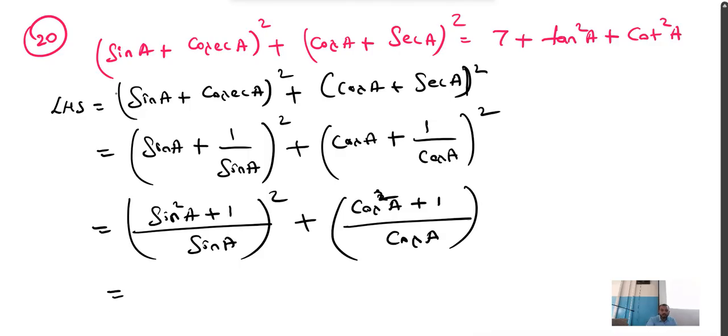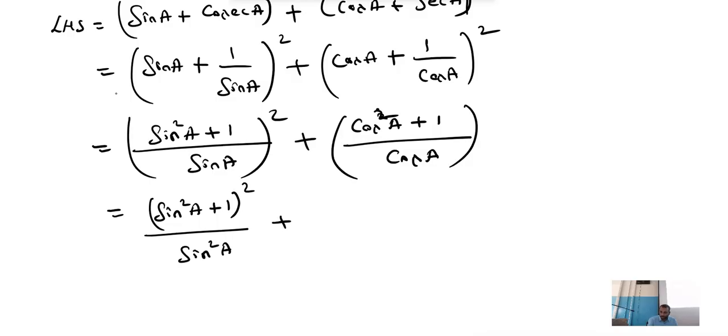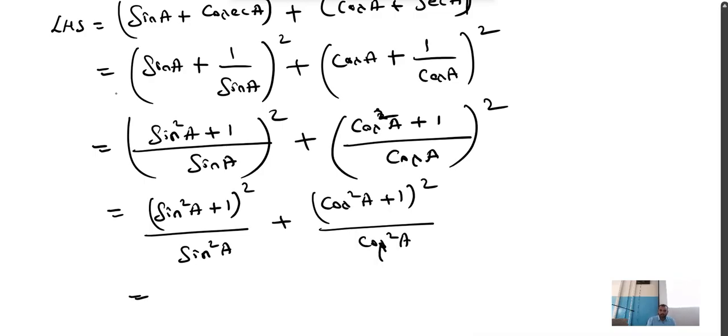Now, this whole square is there for numerator as well as denominator. Right? Let me see. Sin square A plus 1 whole square divided by sin square A, plus cos square A plus 1 whole square divided by cos square A. Actually, what do we need in the RHS? 7 plus tan square A, no? Now, numerator, it is in the form of A plus B whole square.